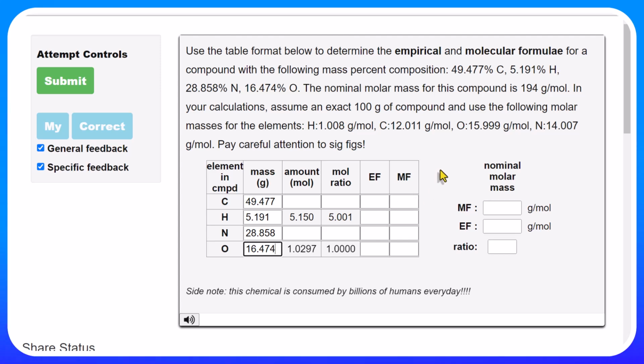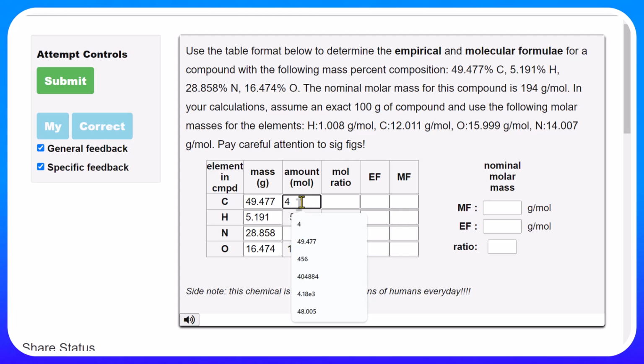The next step is to calculate the amount of each element in the compound, because of course an empirical formula is not a mass ratio, but rather a mole ratio. Now, to reduce the amount of work, I've already calculated the amount of hydrogen and the amount of oxygen. Of course, I just took these masses and essentially divided by the molar mass. So now, if I find the amount of carbon, I've got to pay attention to significant figures. If you don't, you will get an incorrect answer.